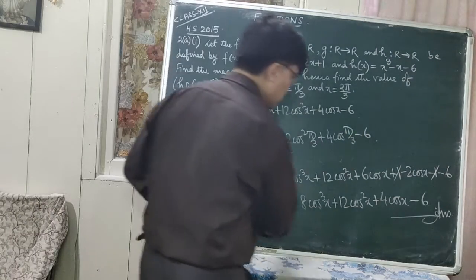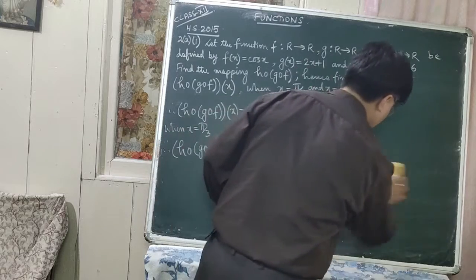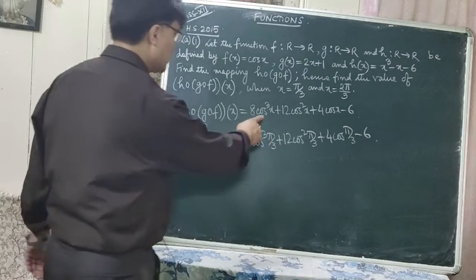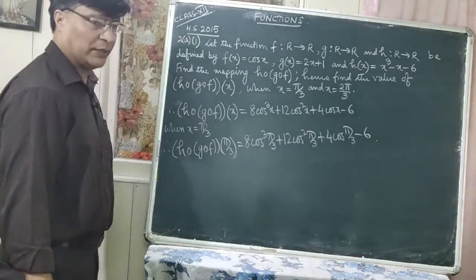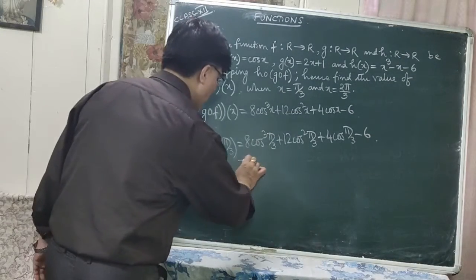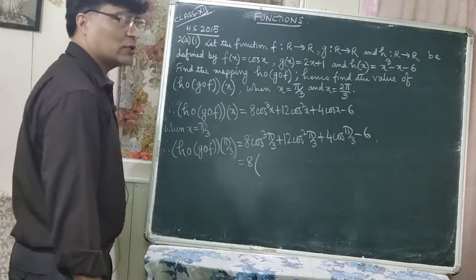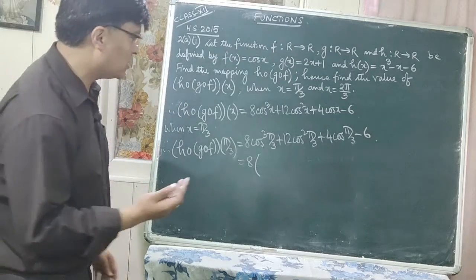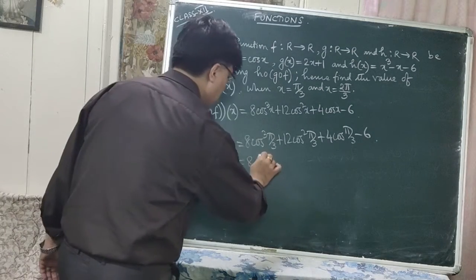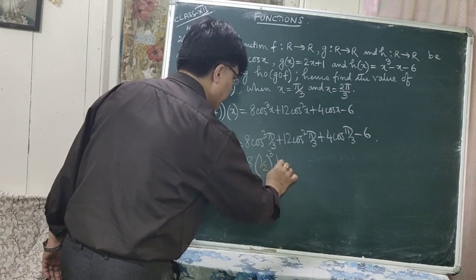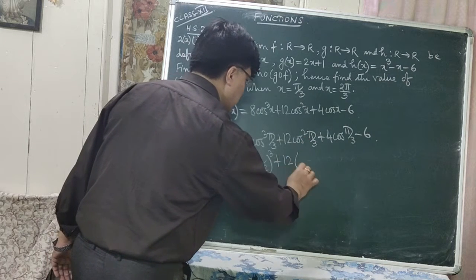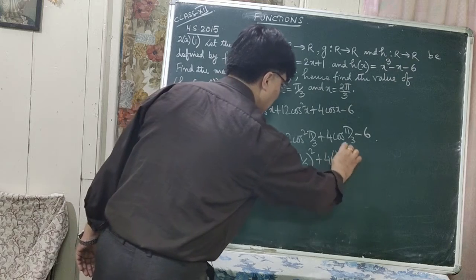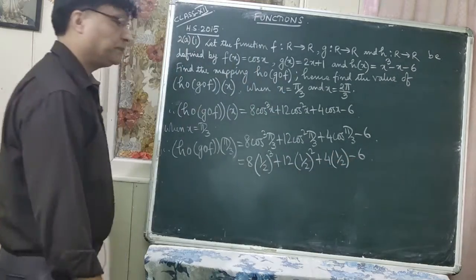Okay, so now let's find out the value of this expression. So instead of x we put pi by 3. Which is equal to 8 within bracket, what is cos pi by 3? Pi by 3 is, you know that it is 60 degree. What is the value for cos 60 degree? It is half. So this is half whole cube plus 12 into, again it is cos 60, half whole square, plus 4 into half, and this is minus 6.